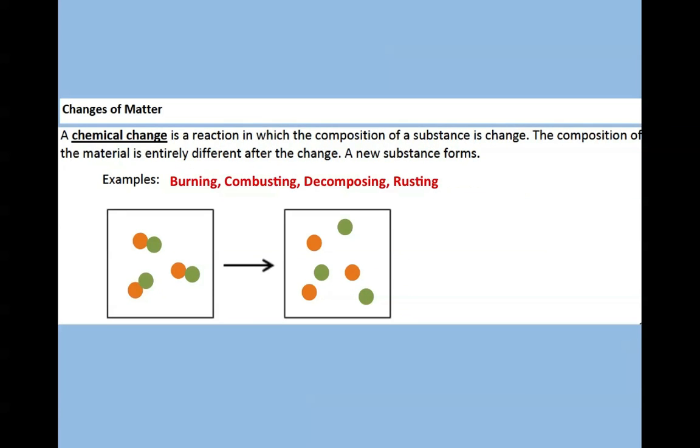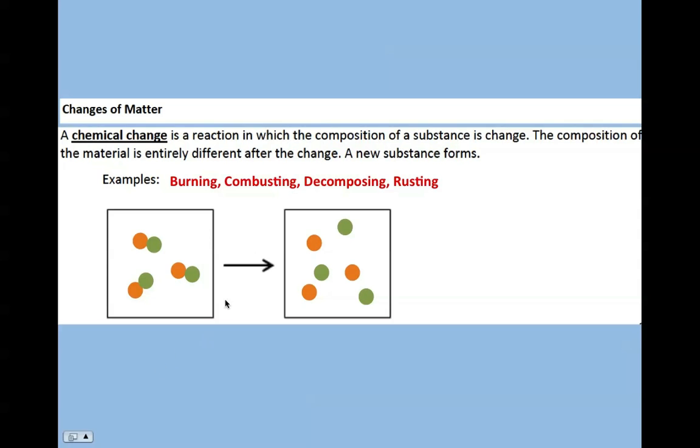A chemical change, though, is a reaction in which the composition of the substance is changed. So we get completely different materials after a chemical change. We get a new substance. So anytime you talk about like reacting or making something new, that's going to be a chemical change. So burning, combusting, decomposing, rusting, those are all reactions, those are all chemical changes.